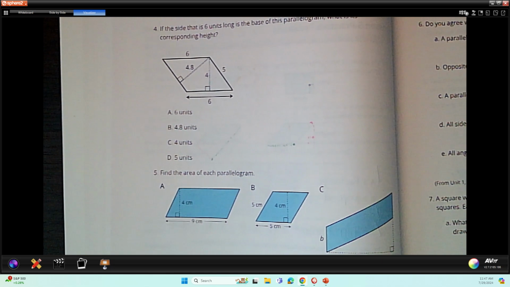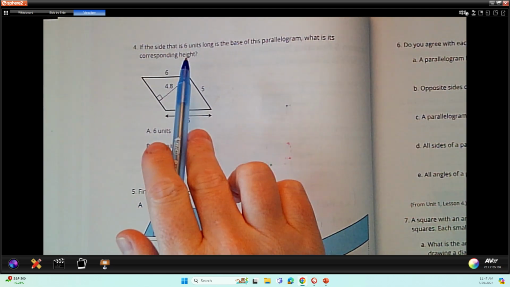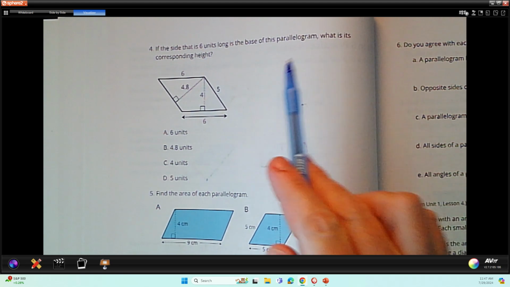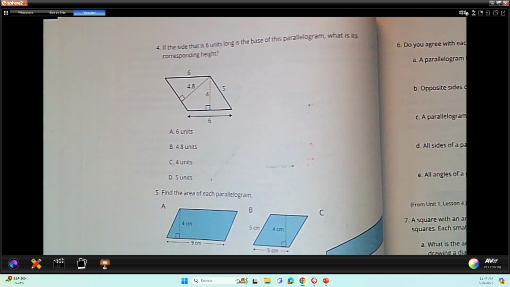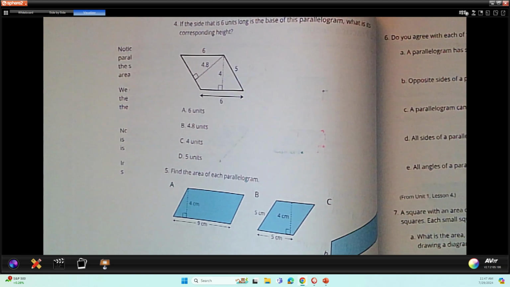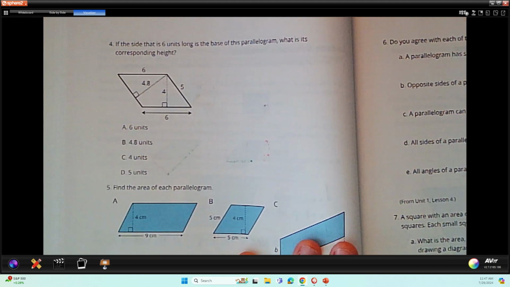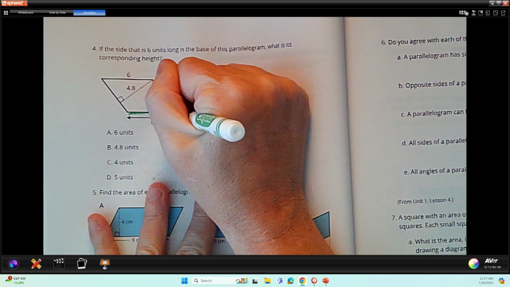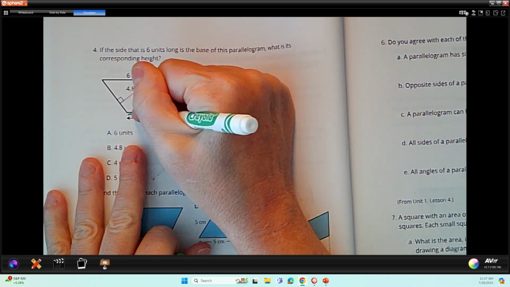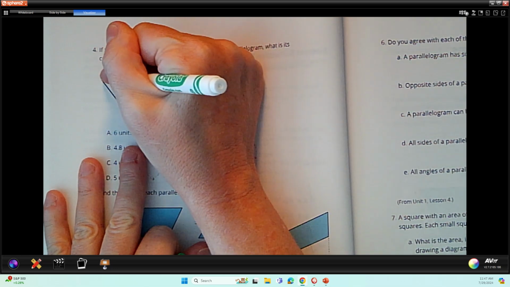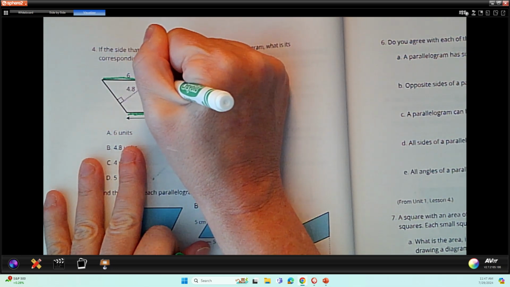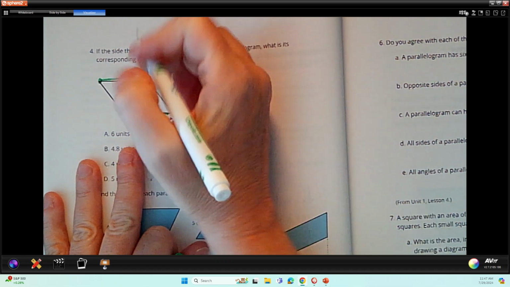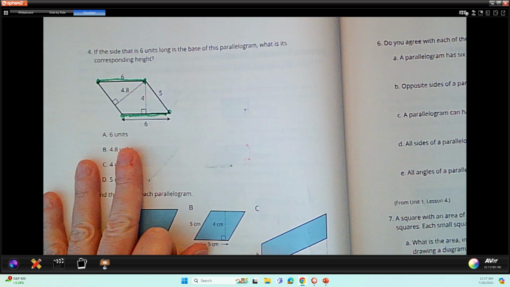Okay? All right, the rest of the practice problems, let's take a look at this one. This is actually a good one. It says, if the side that is 6 units long is the base of this parallelogram, what is the corresponding height? So they're telling us the base is the 6. Okay, so here it is. Now there's a top and a bottom to the base, but that's normal. We can have a top and a bottom. So here's the base, the bottom, and it's the same at the top. That's what makes it a parallelogram. It's got to be congruent. We've got to have the same length at the top as we do at the bottom, just like a rectangle.